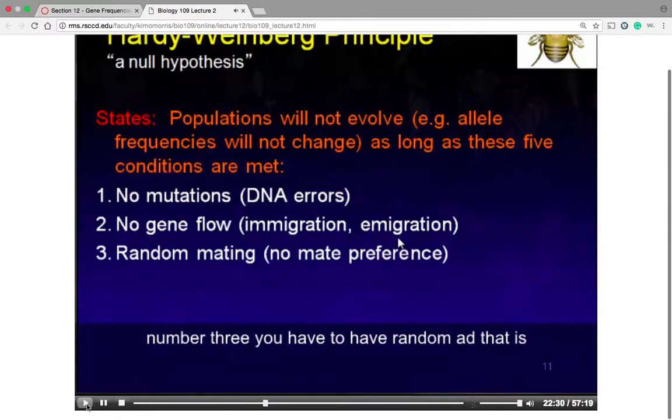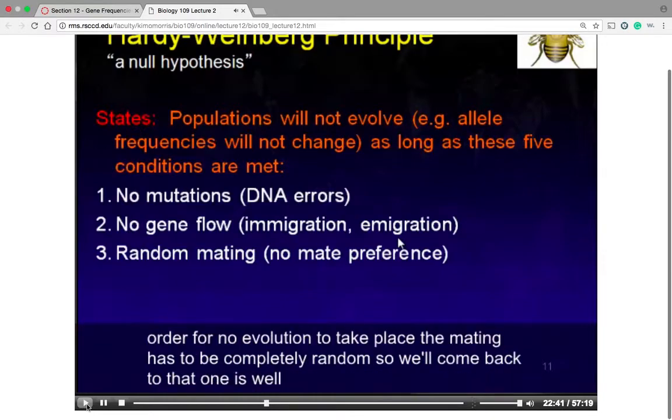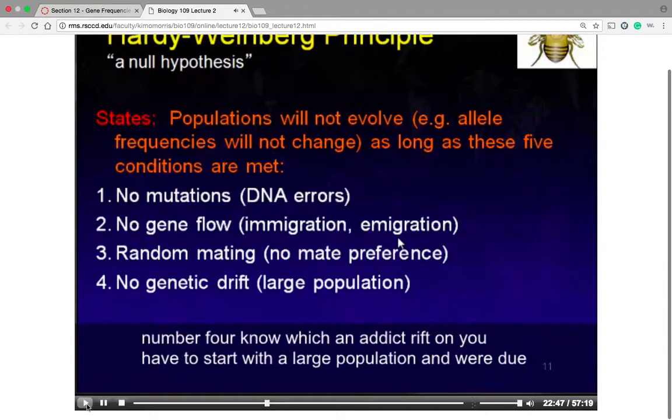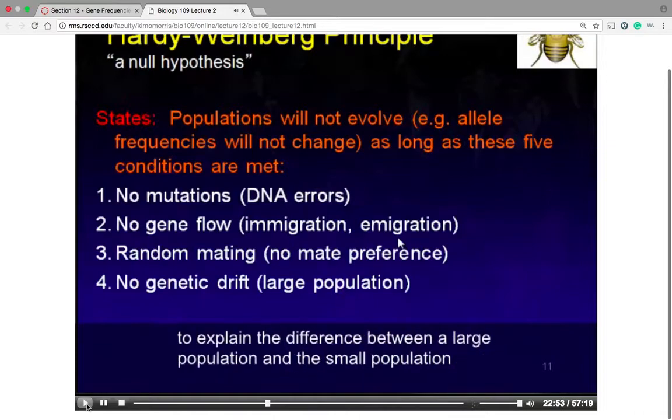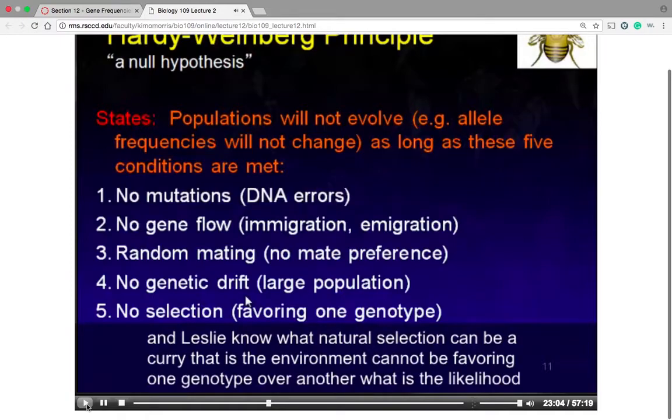Number 3, you have to have random mating. That is, individuals have to be wandering around mating with each other with their eyes closed. Now, we know that doesn't actually happen. However, in order for no evolution to take place, the mating has to be completely random. So we'll come back to that one as well. Number 4, no genetic drift. You have to start with a large population, and we're going to explain the difference between a large population and a small population and how it relates here to genetic drift in just a few slides. And lastly, no natural selection can be occurring. That is, the environment cannot be favoring one genotype over another.